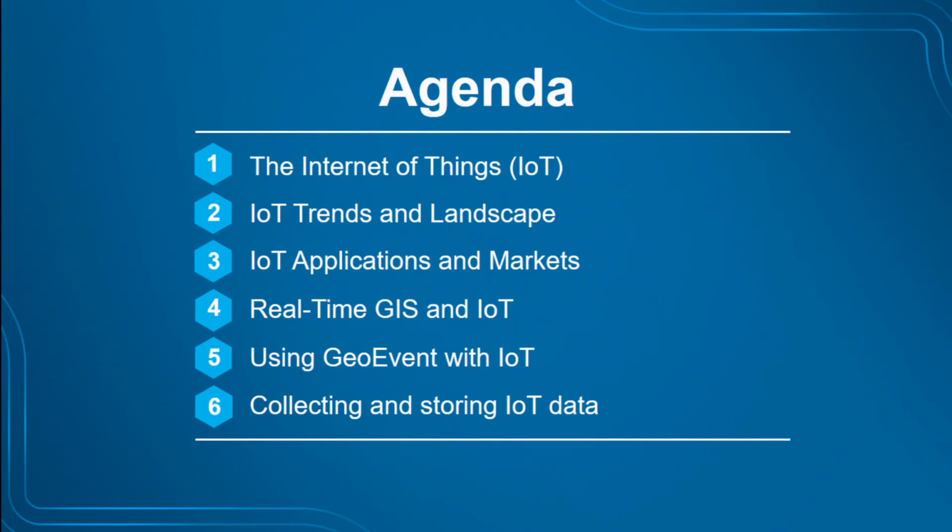So the outline of the topic for today, we're going to talk about Internet of Things, trends and landscape in the IoT space, then move on to the applications and markets, kind of look into where we're heading in IoT for the next few years. Then we're going to talk about real-time GIS and IoT. Then talk about the GeoEvent Server specifically for IoT. The last section will be collecting and storing IoT data.